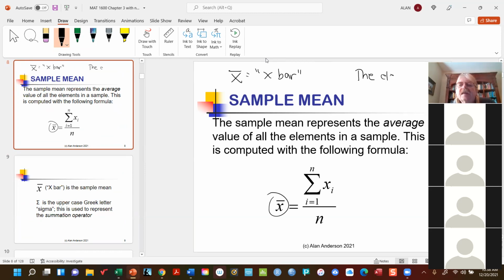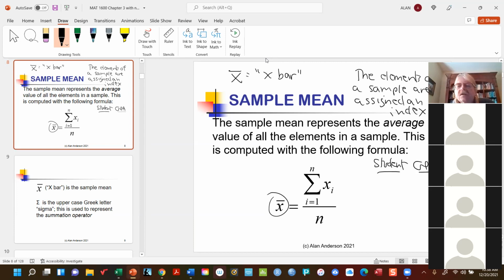The elements of a sample are assigned what's called an index. So let's just say that, for example, we have 3 students and 3 GPAs. Student 1 has a GPA of 3.2, student 2 is at 3.4, and student 3 is at 2.9. That's our sample. These are considered to be the letter I, or index. This GPA is X1, X2, and X3. The X means that it's a GPA. The subscript or index tells me which student I'm referring to, okay?